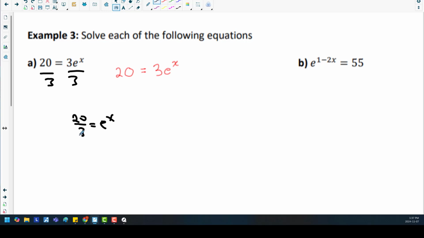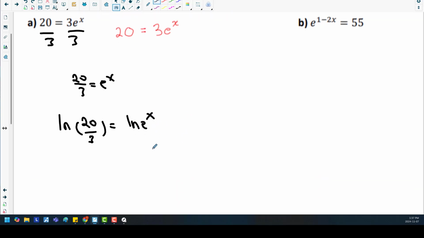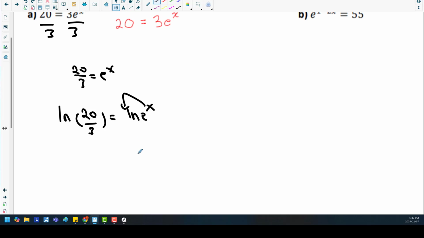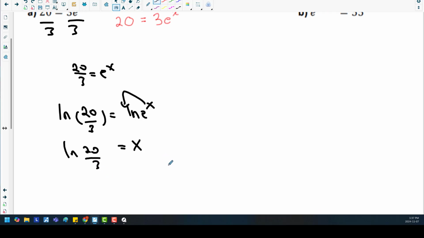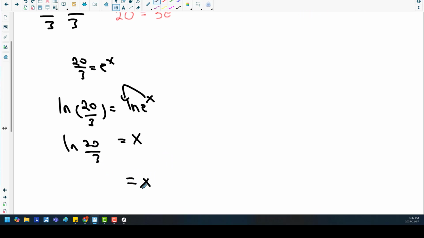And 20 over 3, you can write that as a decimal or leave it as a fraction, that's fine. But now I'm going to take the ln of both sides. Why am I taking the ln of both sides? Because I want this natural number e to cancel out. So ln of e to the power of x, I know that ln e will cancel out, and this x just goes in front. So that's just going to be x is equal to ln of 20 over 3, and that's just a calculation in your calculator. If you do it correctly, you should get something close to 1.897.